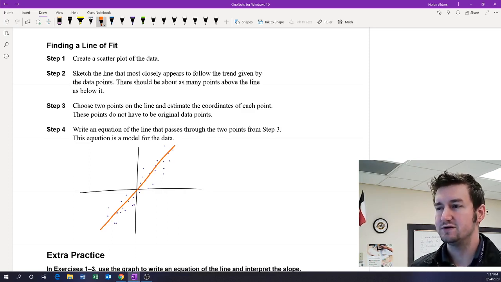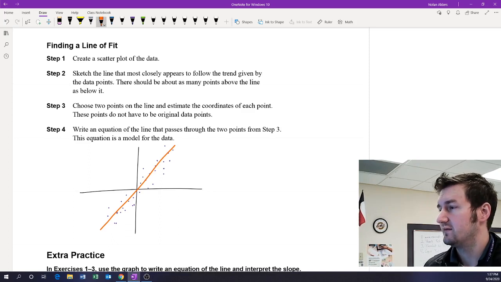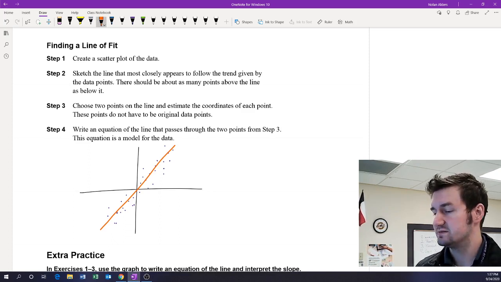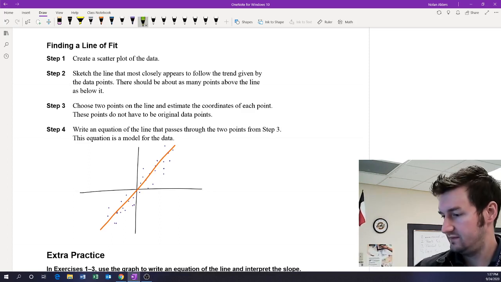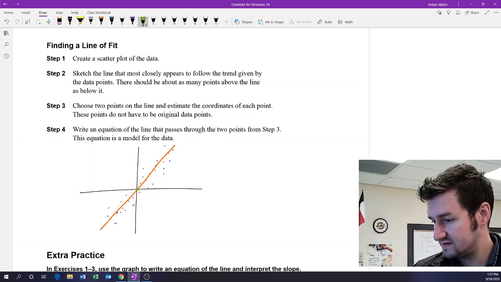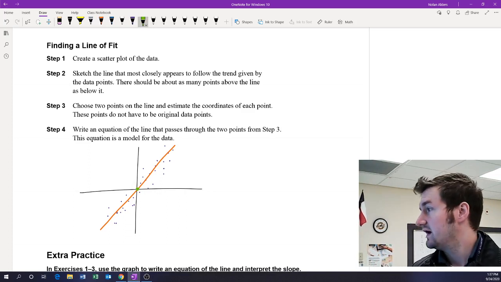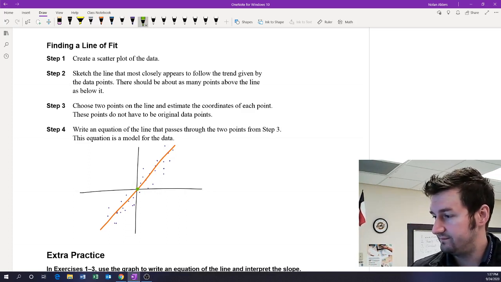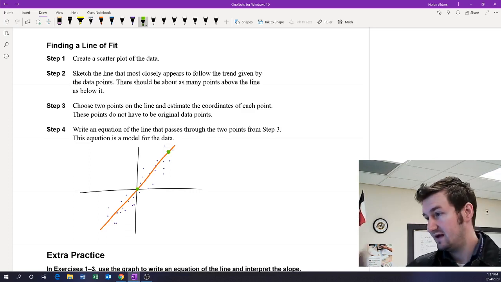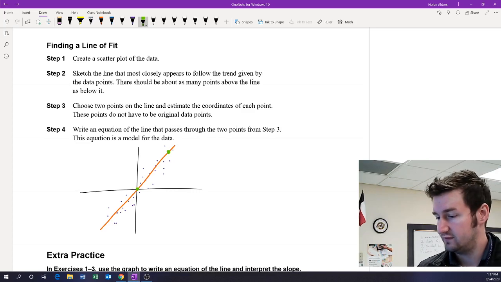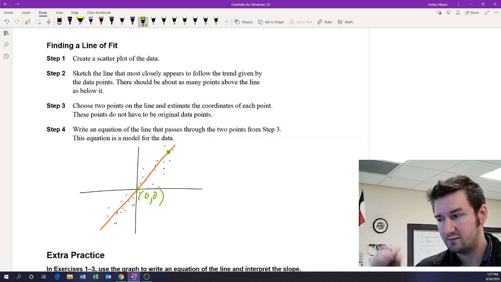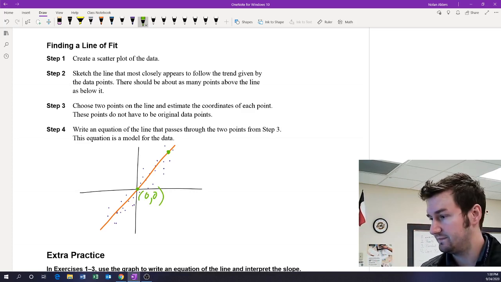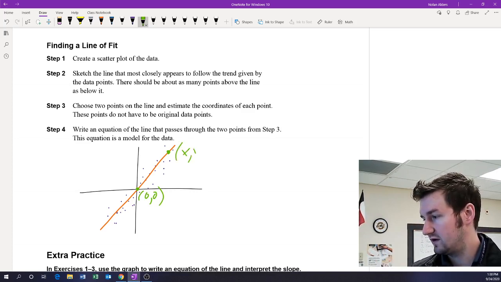And then step three, we're going to choose 2 points on the line, and we're going to estimate the coordinates of each point. We can choose any 2 points we want, it doesn't matter, but it looks like this goes right through the origin, so I would pick that one, and then one other point, just some other point out here that we know. So this one looks like it's about 0, 0. This one up in the top right, I don't really know because I don't have a scale, but that would be some numbers, x and y, whatever those are.